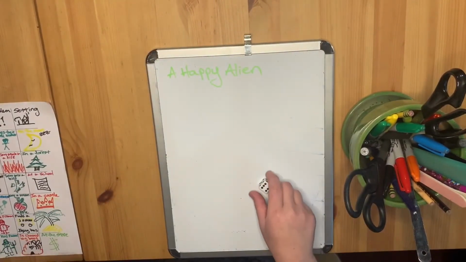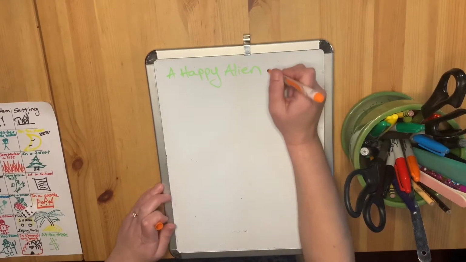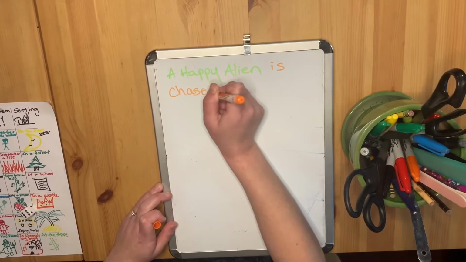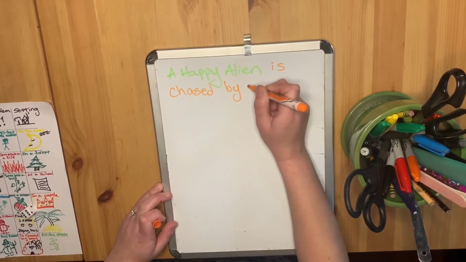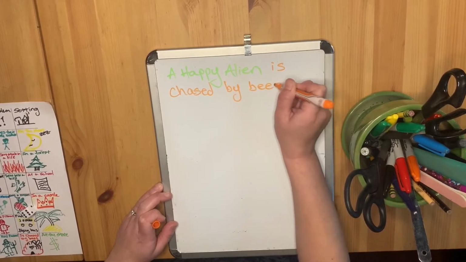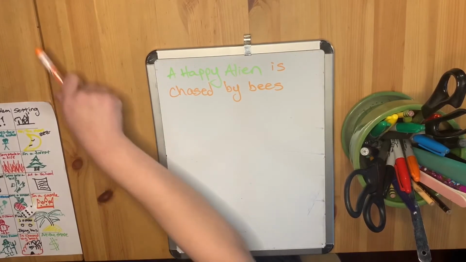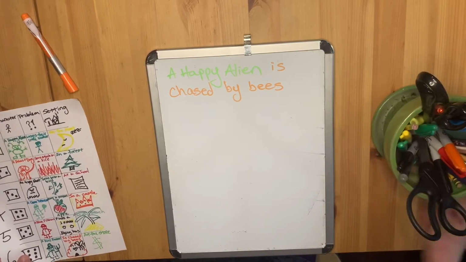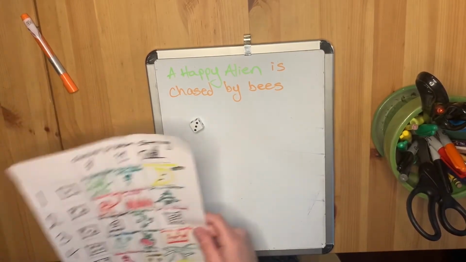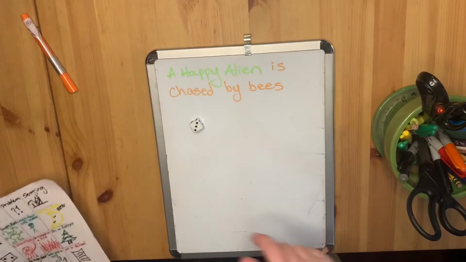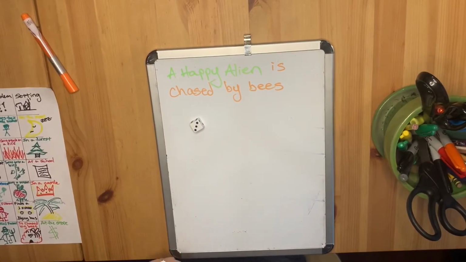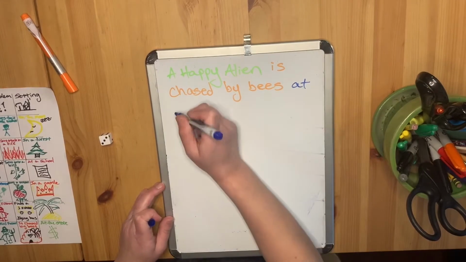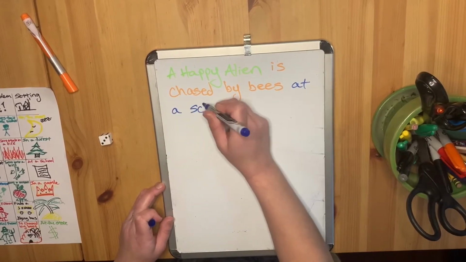A happy alien is chased by bees. Now we have to find out where this happens. A happy alien is chased by bees. 3. At a school. Oh my goodness. A happy alien is chased by bees at a school.